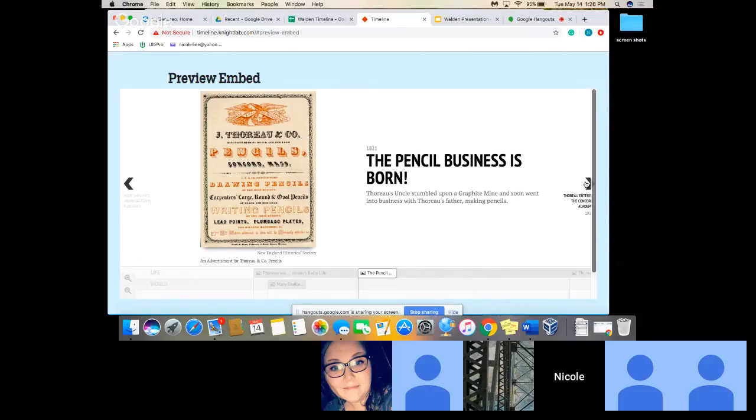But yes, Thoreau's uncle actually stumbled upon a graphite mine and then went into business with Thoreau's father to make pencils. So Thoreau worked alongside his father and helped him out a lot. And he studied, I believe, German pencil-making techniques in order to perfect the pencils. And they're really good pencils, hard to find now. I tried to find pictures of the pencils, but I couldn't find any authentic ones.